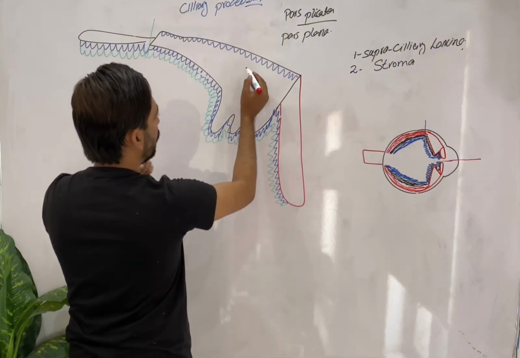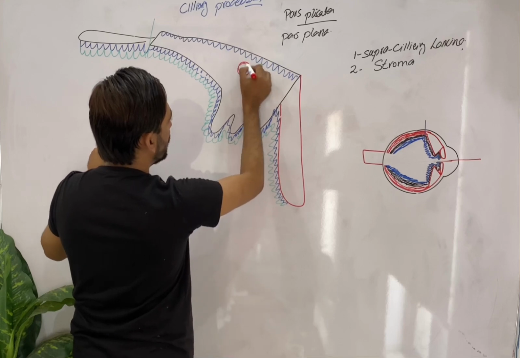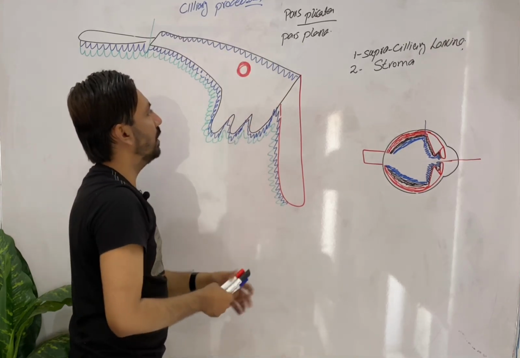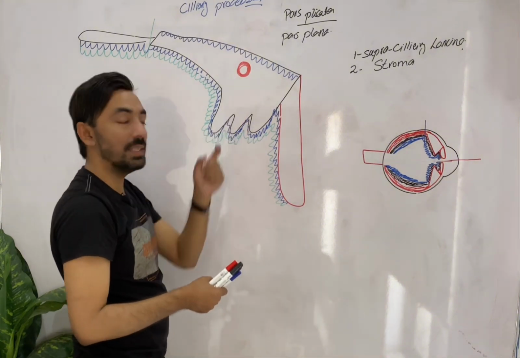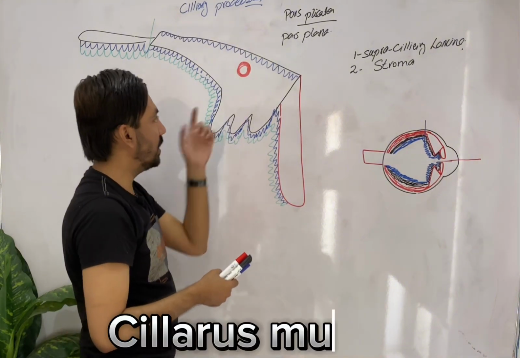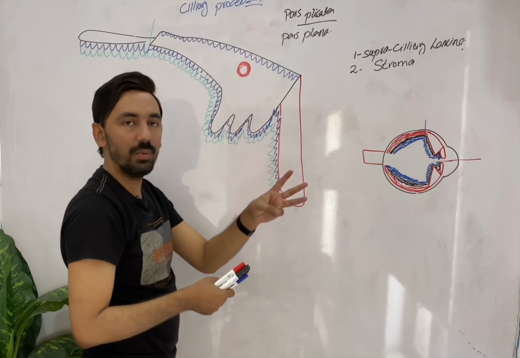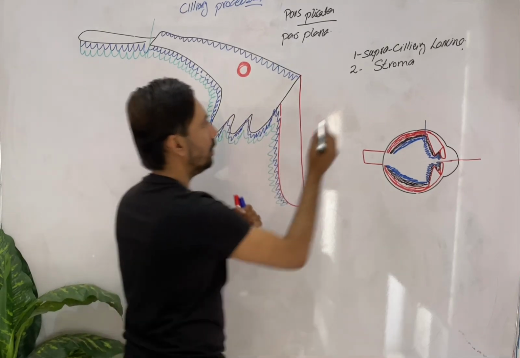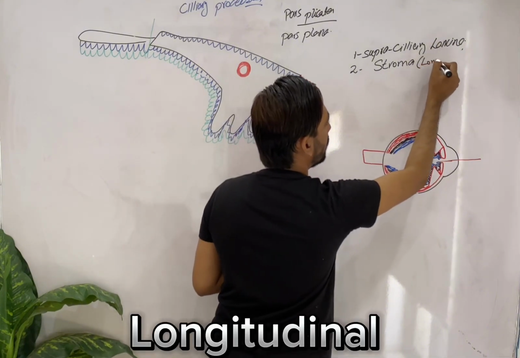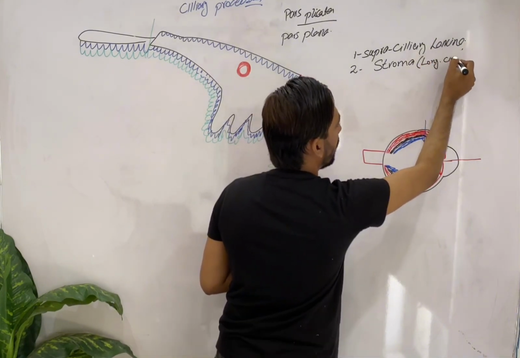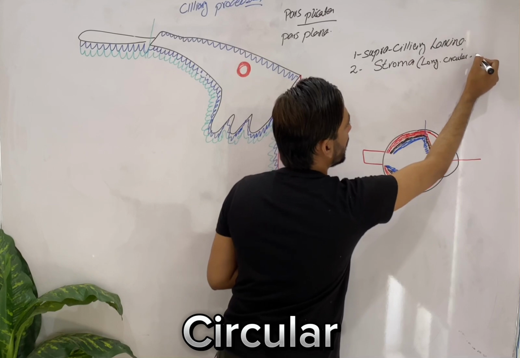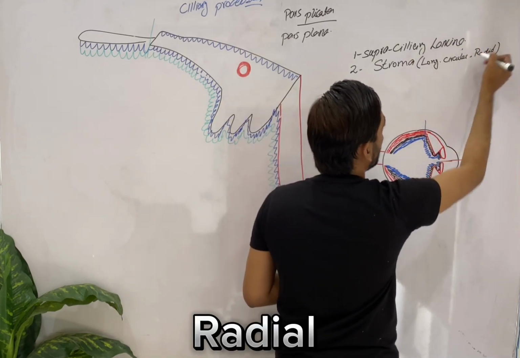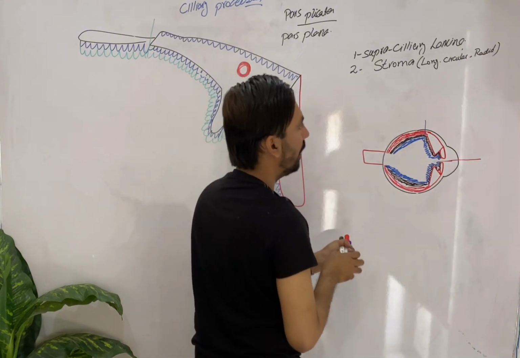I will draw this muscle. So this is a muscle. And remember that there are three different fibers of this muscle. This muscle is called the ciliaris muscle or ciliary muscle, right? So this ciliary muscle has three different types of fibers. The first type is called longitudinal. The second one is called circular. And the third one is called radial. So longitudinal, circular and radial, right?